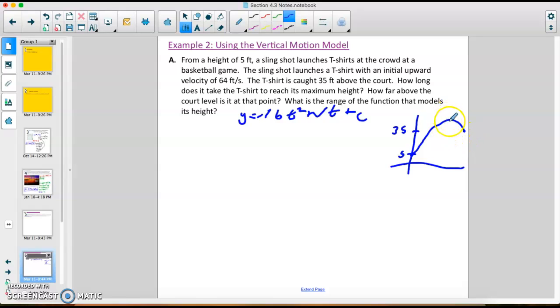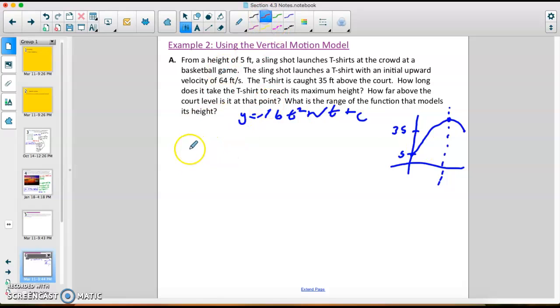Okay, and so how long does it take for the t-shirt to reach its max height? Well, our max height is up at the vertex up here, right? So we need to find the vertex, and in order to do that, we're going to have to find the axis of symmetry and then find the vertex point. If you look at this, we kind of have an ax squared plus bx plus c look, don't we? And so we can use that negative b over 2a that we learned a couple days ago.